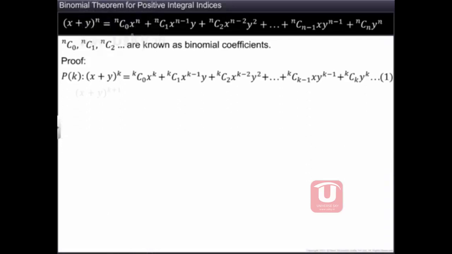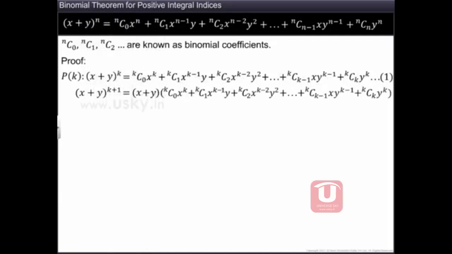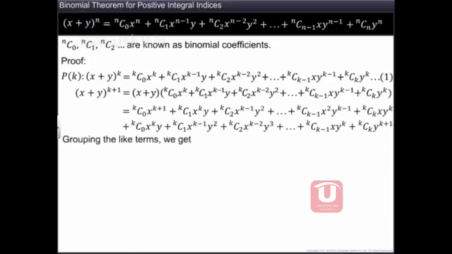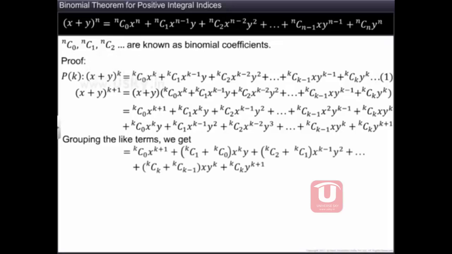Consider (x + y)^(k+1). (x + y)^(k+1) can be written as (x + y) multiplied by (x + y)^k. Here, we substitute the value of (x + y)^k. Now, let us write the product of these two expressions. After grouping all the like terms, we get this expression.